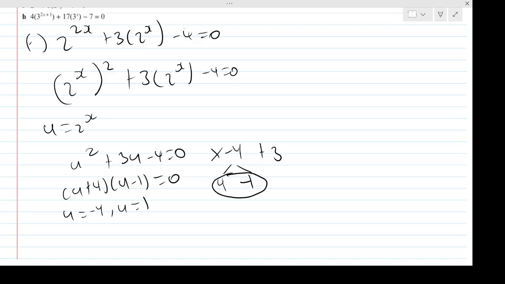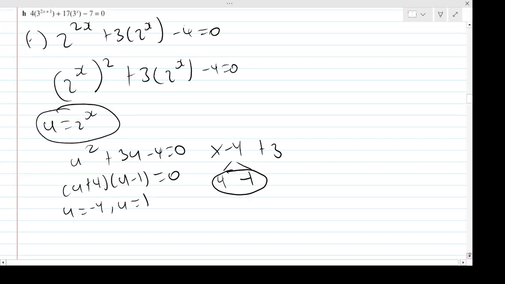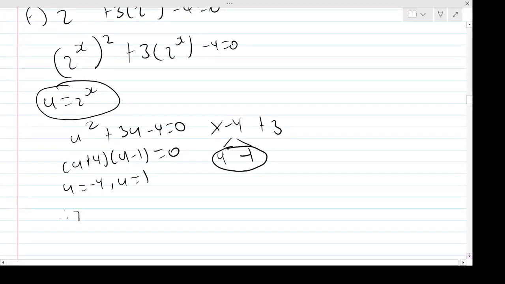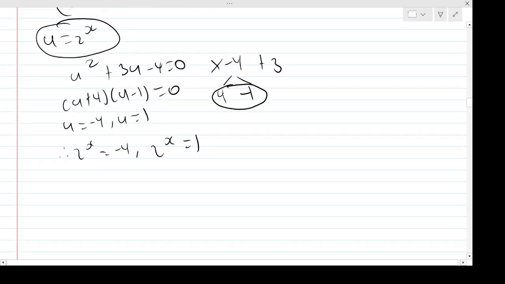Right, and so obviously I want to solve for x, not u, so I'm going to need to bring this back in. So 2^x is equal to minus 4, or 2^x is 1. Now, hopefully you can spot the first one. We're not going to get any solutions because it's saying an exponential is negative. But remember, my exponential graph is always positive, right? It's above the x-axis.